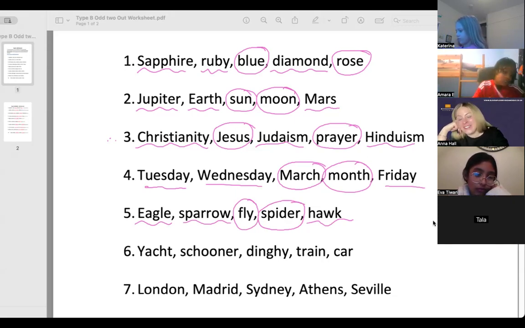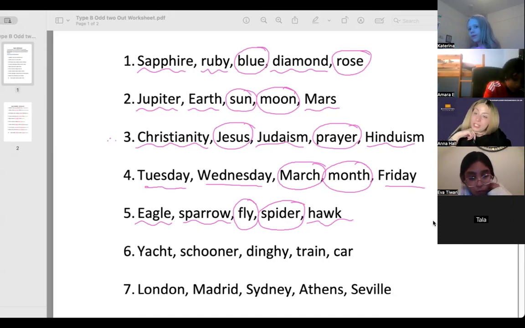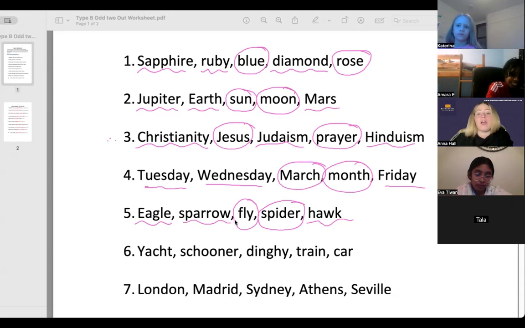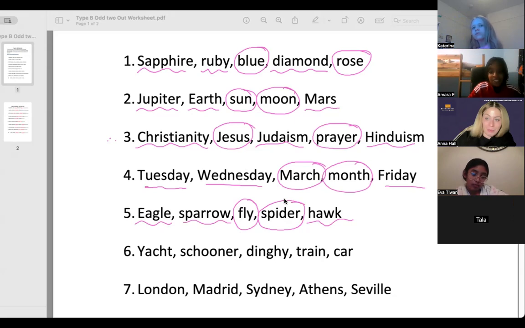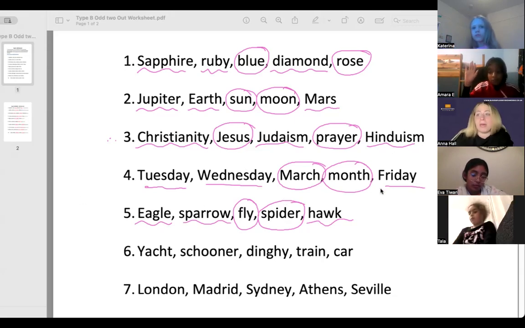Yeah, lovely. You absolute superstar. Completely correct. So eagle, sparrow, and hawk are all species of bird. And fly, they're just insects. But like you say, you can see why fly is in there. You might link them because they can fly like birds. But eagle, sparrow, and hawk are the only ones that are types of birds.